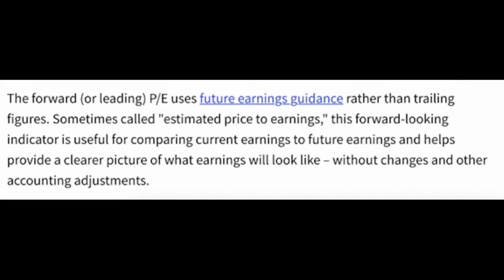The forward or leading PE ratio uses future earnings guidance rather than trailing figures. We'll get into trailing in a second. It's sometimes called estimated price to earnings. This forward-looking indicator is useful for comparing current earnings to future earnings and helps provide a clearer picture of what earnings will look like without changes and other accounting adjustments.